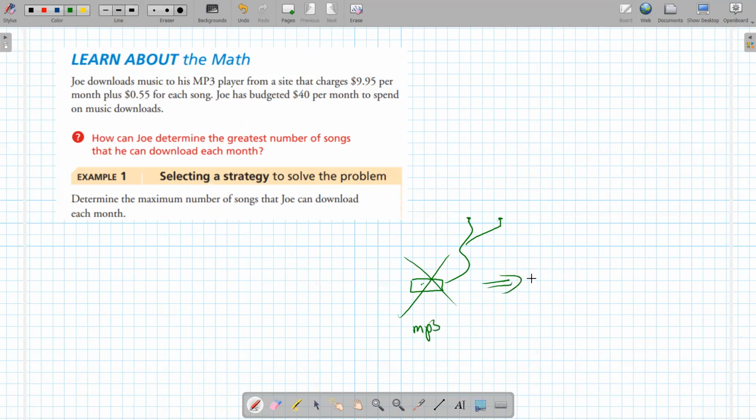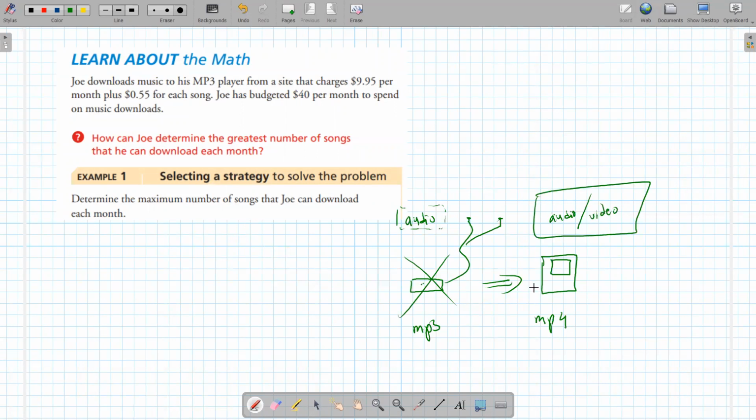The evolution of an MP3 player is an MP4 player. The MP3 player only plays audio, exclusively for music. The MP4 was a little bit bigger, with a screen, like an older iPod. It plays both audio and video. Once cell phones came out, both of these became redundant, so we don't see them these days.